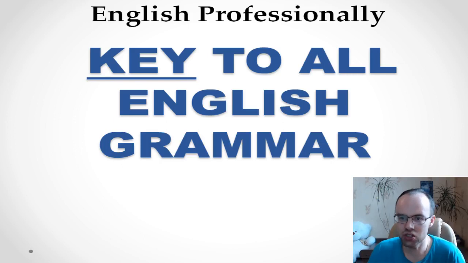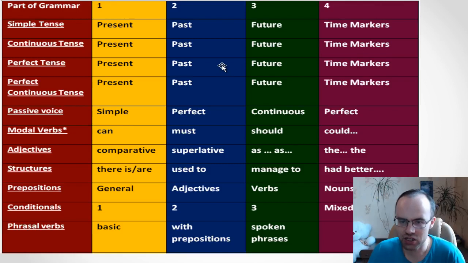So it's called Key to All English Grammar. It'll help you understand how you can learn English grammar really effectively and what you need to start with. Okay? If you look at this table, you see that the first column is called Part of Grammar. You see the most important parts of grammar you need to know, and some useful explanations and details in the next columns.